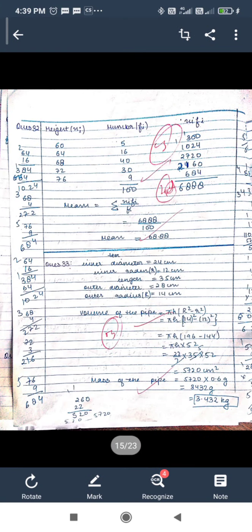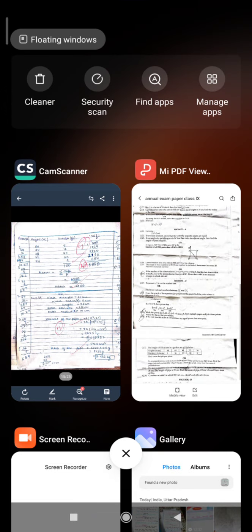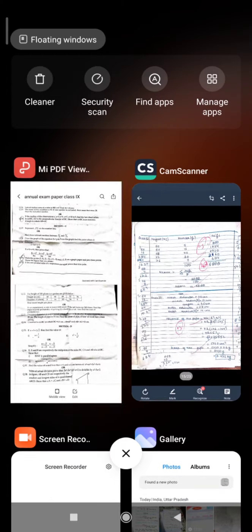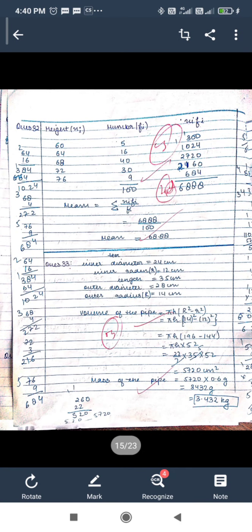Find the mass of the pipe. Okay, so in this question basically the inner and outer diameter is given. We have to calculate the volume of the hollow cylindrical pipe. Pi within bracket capital R square minus small r square times h. We will substitute the values. 14 square minus 12 square, 196 minus 144 is 52. Pi times h, 22 by 7 into 35, we get 5720 as the volume of the pipe. Density, we will multiply by density to get the mass of the pipe.